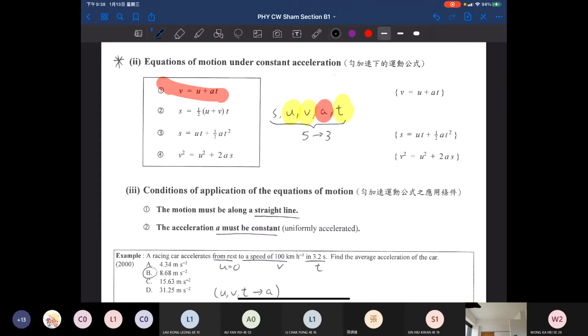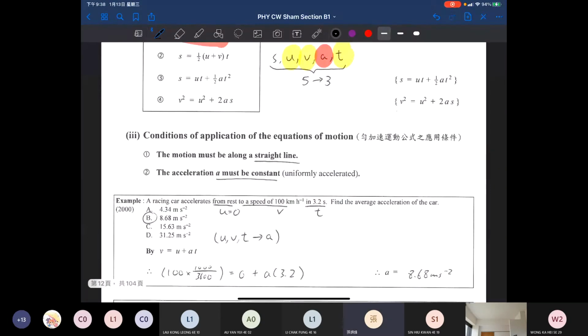Hold on. If we want to use the uniform acceleration formulas, there are some conditions. First, it has to be moving along a straight line. Second, the acceleration must be constant. You don't have to be concerned about it, because we are only dealing with constant acceleration in your DSE syllabus. For changing acceleration, like a stepwise acceleration-time graph, but not continuously changing acceleration, you just divide it into two parts to do the calculation. It's okay.